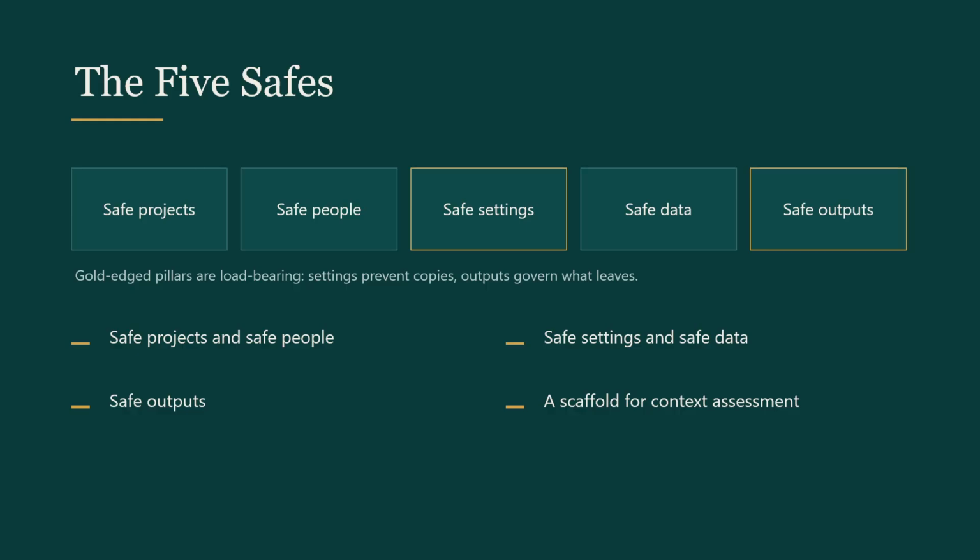Safe people. Can the users be trusted? Vetted researchers, mandatory privacy training, institutional accountability. Every yes lowers the attempt probability with evidence attached. Safe settings.